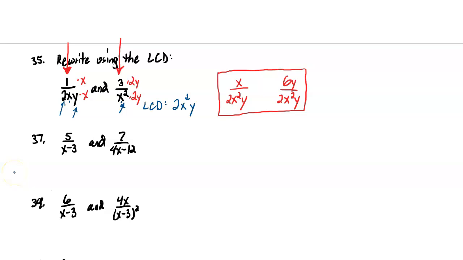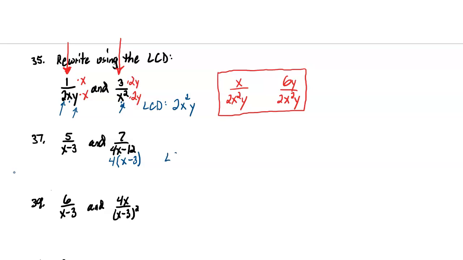All right, number 37. Our first fraction is 5 over x minus 3, and our second fraction is 7 over 4x minus 12. The 4x minus 12 is not in factored form, so right underneath, let's factor it. There's a GCF of 4, and we get 4 times x minus 3.